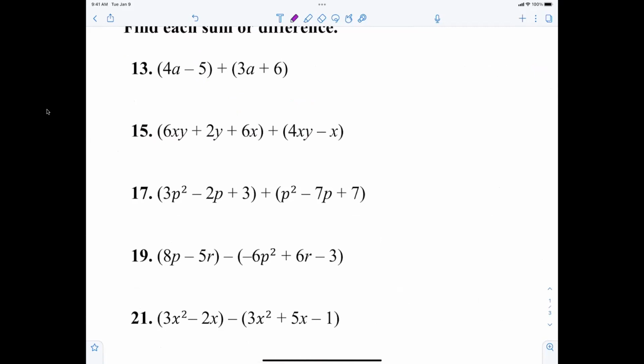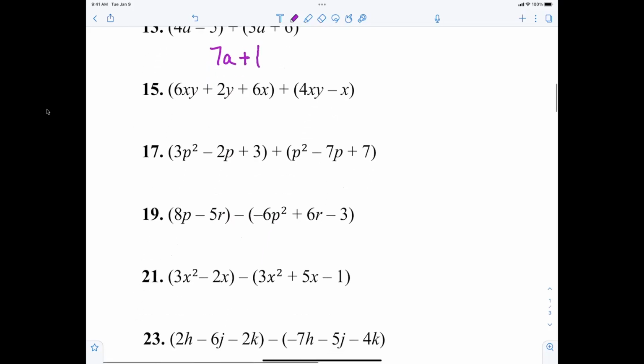Now we're down to good business. This is what everybody knows, but we've always been adding x's or numbers. Now we have all types of things that you're going to be adding and subtracting. So everybody should look at 13 without hesitating and say that is just 7a minus 1. Anybody have trouble with 13? Minus 1 for everybody.